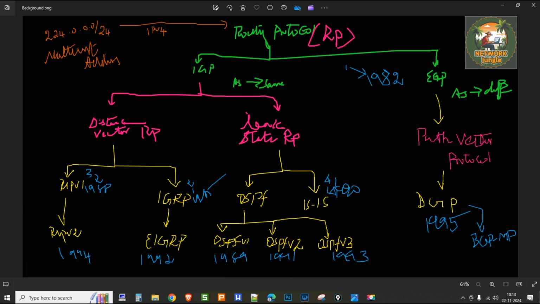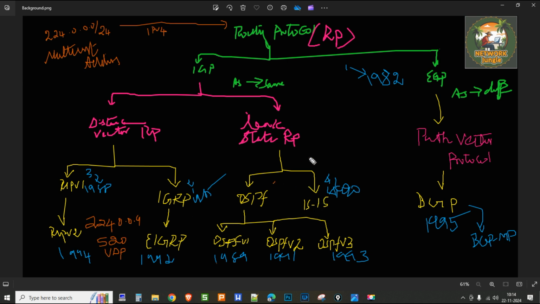First, RIP. RIP uses 224.0.0.9 and the port number is UDP 520. So why this address? This address is used to exchange the routing information between the routers, using this IP with the protocol number UDP 520 to share the routing information.